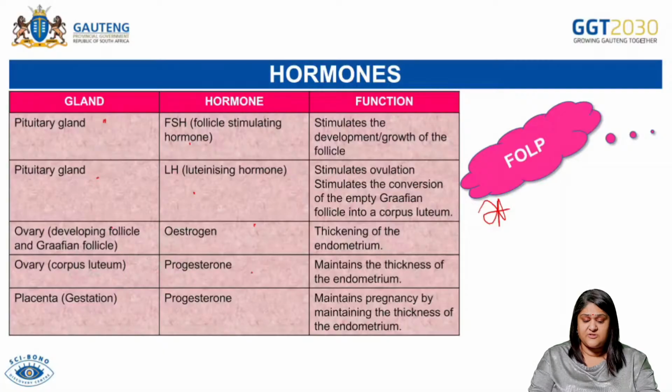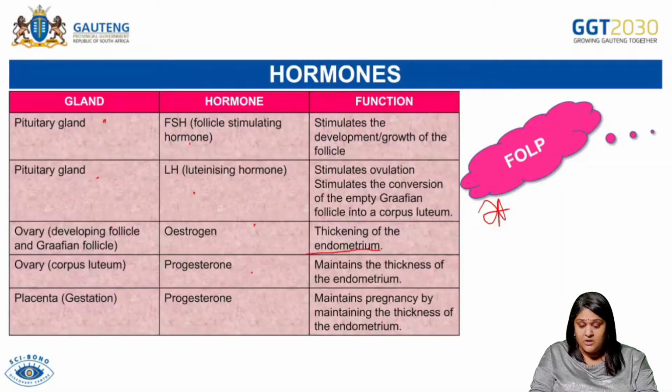Okay, so you need to know these functions. Let's quickly go through it because it's very important. The pituitary gland, we said it secretes FSH. What is the function? It stimulates the development or the growth of the follicle. LH stimulates ovulation and it stimulates the conversion of the empty Graafian follicle into a corpus luteum. Estrogen, the thickening of the endometrium. It's building that lining, the endometrium.